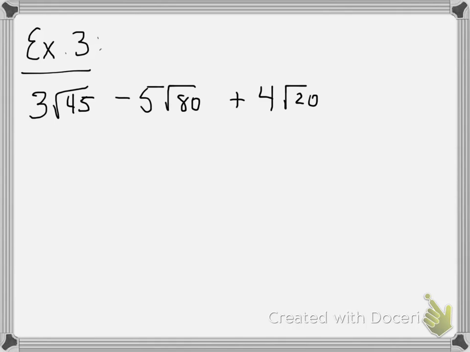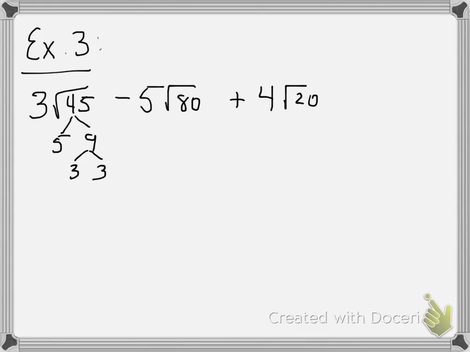But before we think about adding and subtracting like radicals, we have to look and see if we can simplify these radicals any further by taking out some perfect squares before we look at like radicals. So let's get some factor trees going and let's see if we can break down 45, 80, and 20. So we'll start with 45. That's 5 and 9. 9 is 3 and 3.